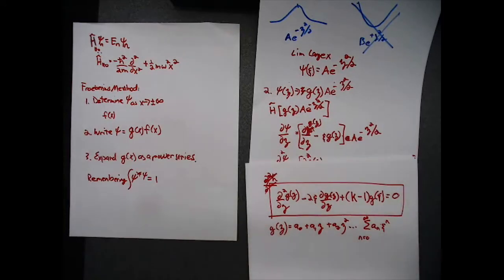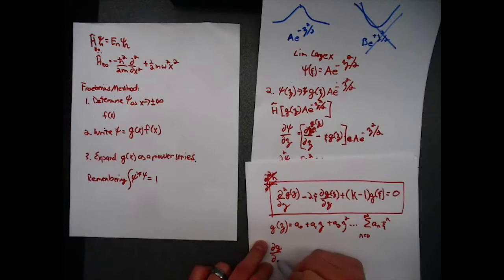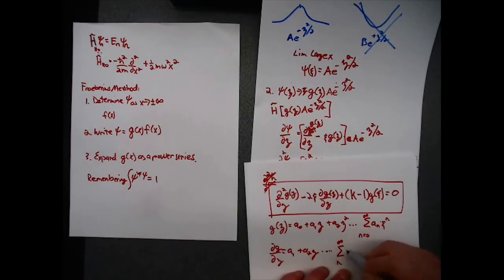So I can take the derivative. We're going to need the first and second derivative of this, so let's go ahead and do that. The first derivative of g is going to be equal to a1, that goes to 0, that comes a1 plus 2a2 c dot dot dot, sum over n to infinity n times a sub n times c to the n minus 1.